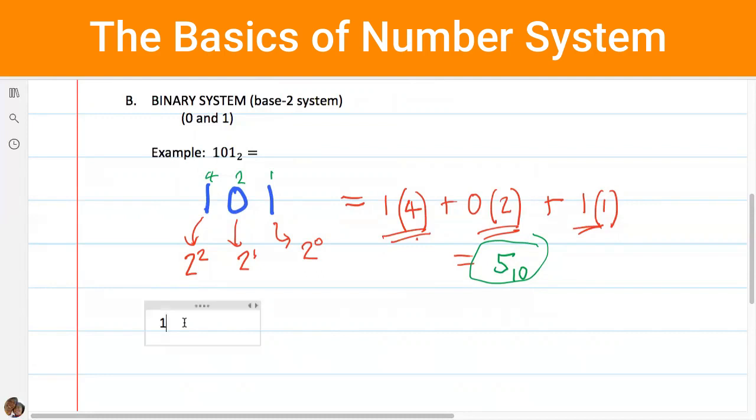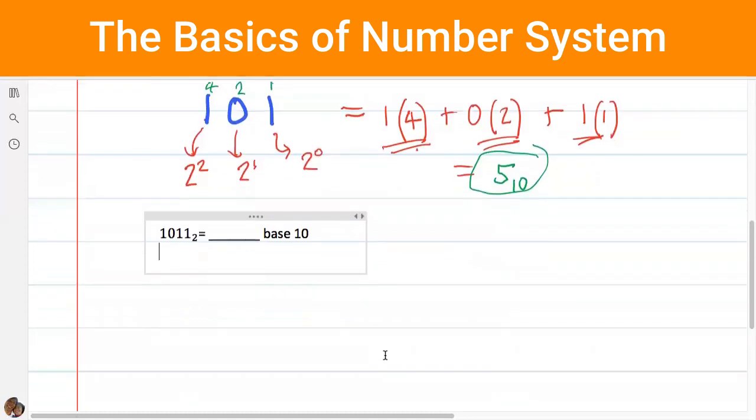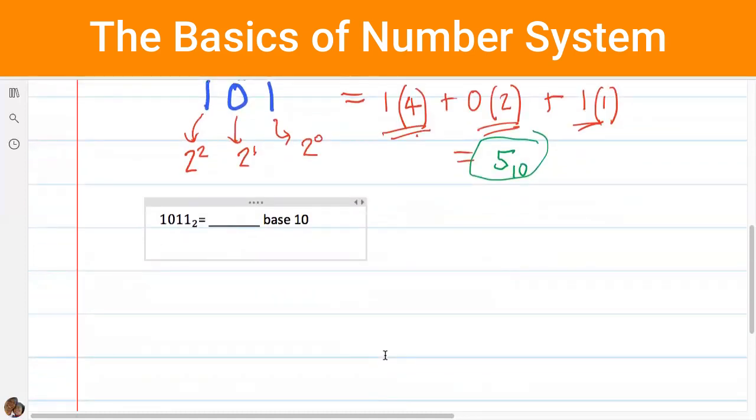Okay, now let's have an example here. I have 1011 base 2. Now we are going to find what is the value in base 10. So 1011 base 2, what is this in base 10? Base 10 means decimal number.